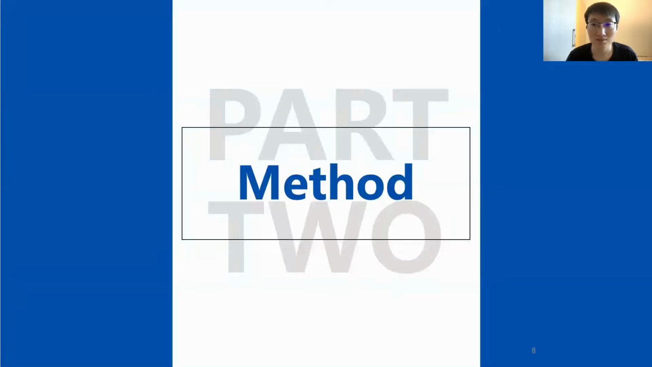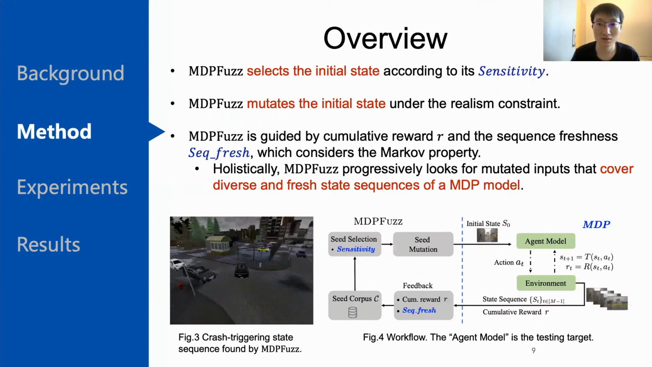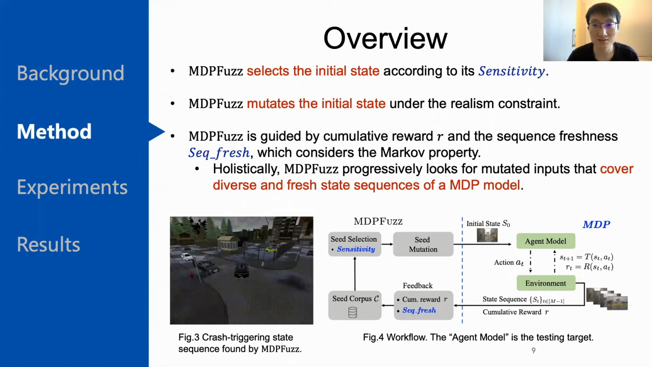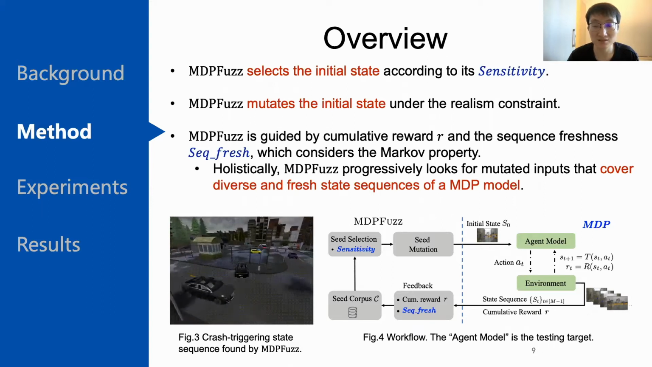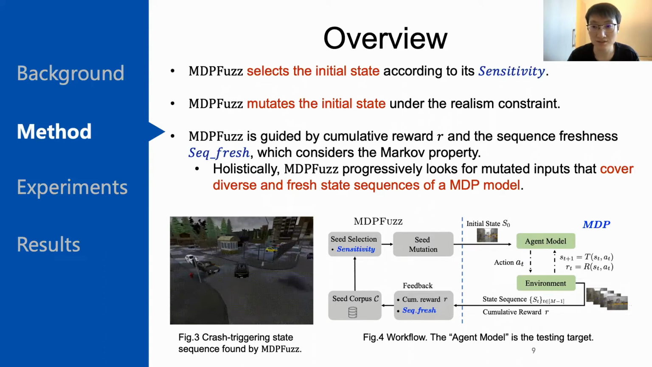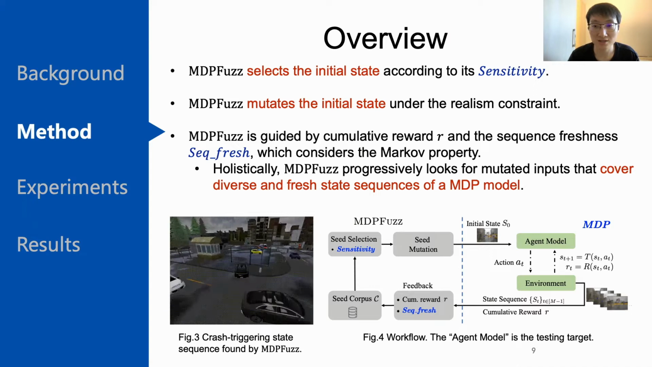So to address the limitations and the challenges mentioned above, we propose our testing framework MDPFuzz. We first present an overview of our technique. Instead of mutating intermediate states, MDPFuzz selects the initial states according to the state's local sensitivity. And also, we guarantee that the mutated initial states are valid and solvable.